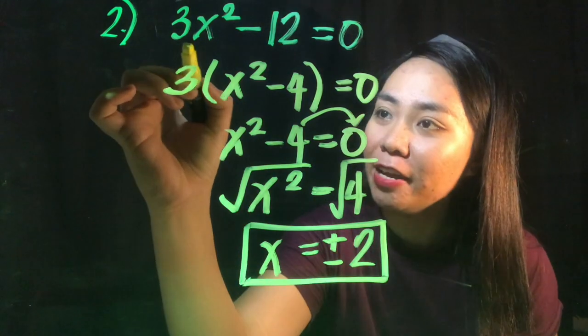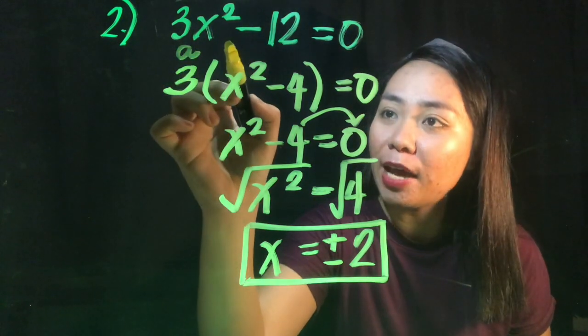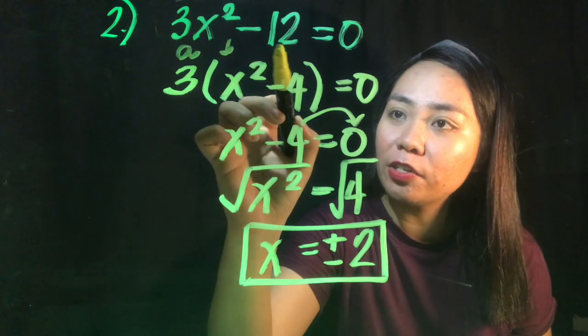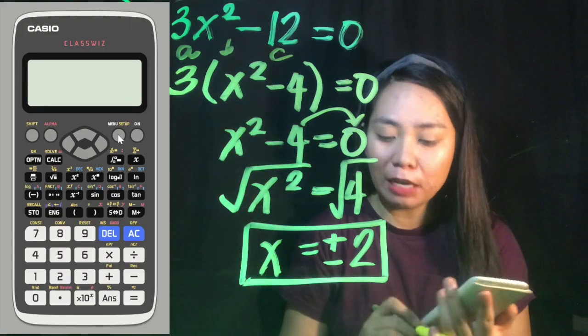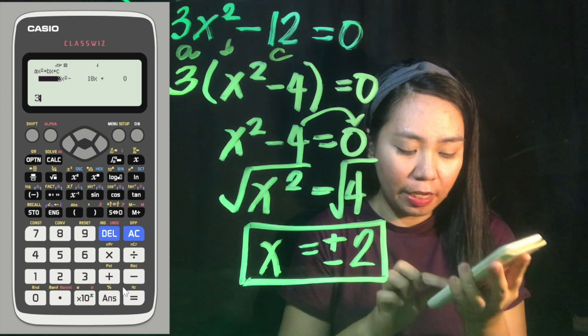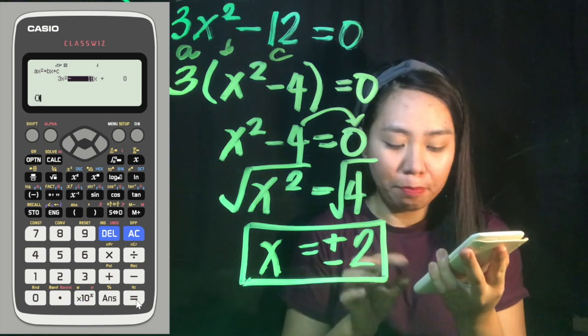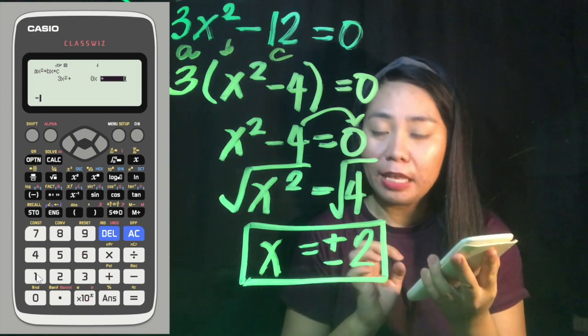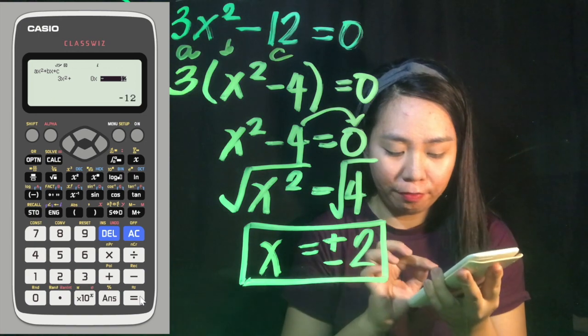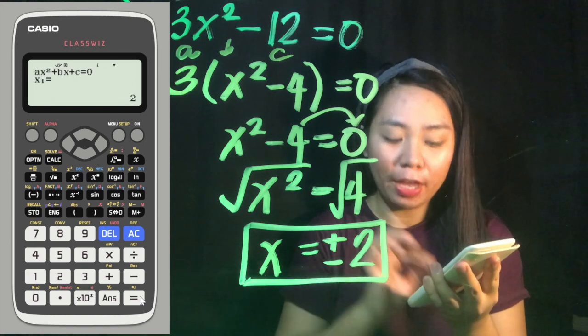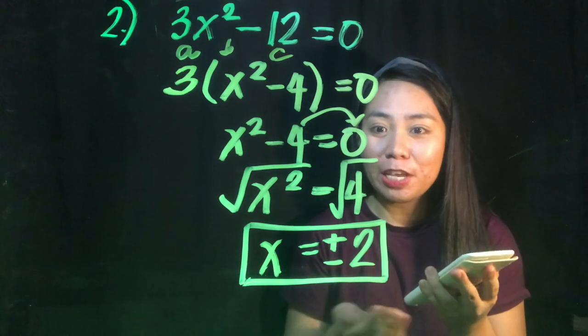This is your A. In this case, wala tayong B dito. And then your C here is negative 12. So, let's input. A is 3, then equals. B is 0. And then C is negative 12. Then press equal and another equal. Then you'll see our value here.